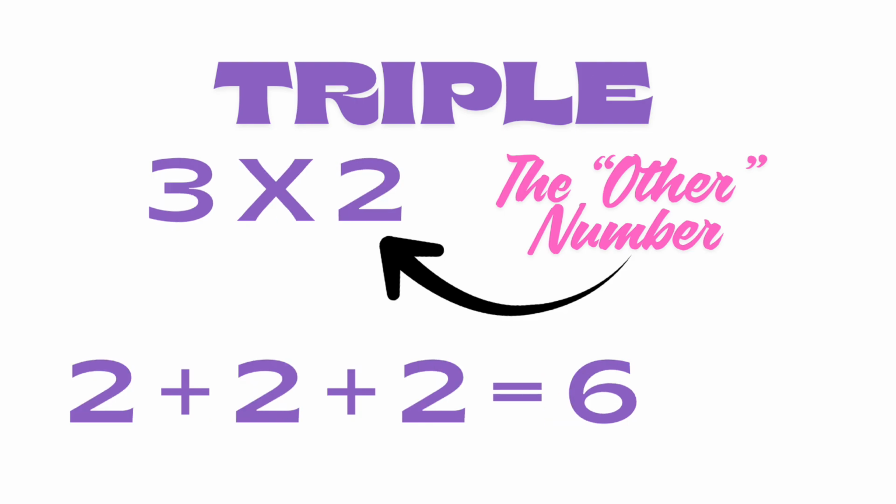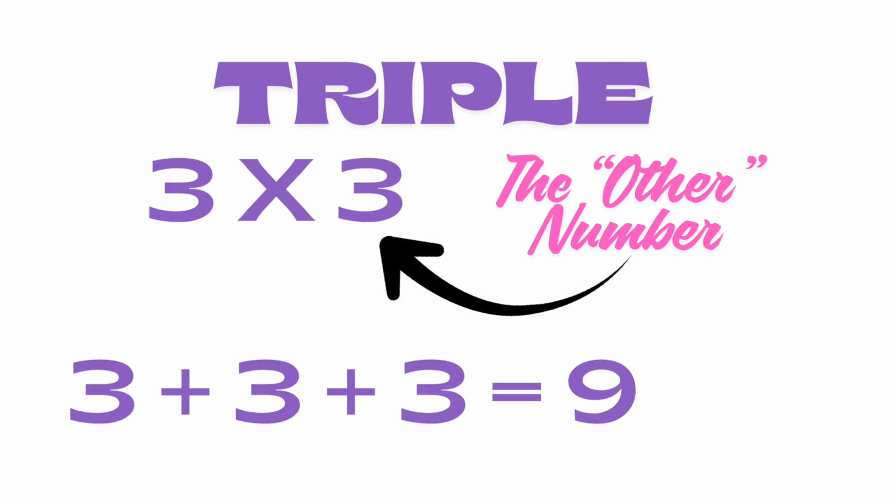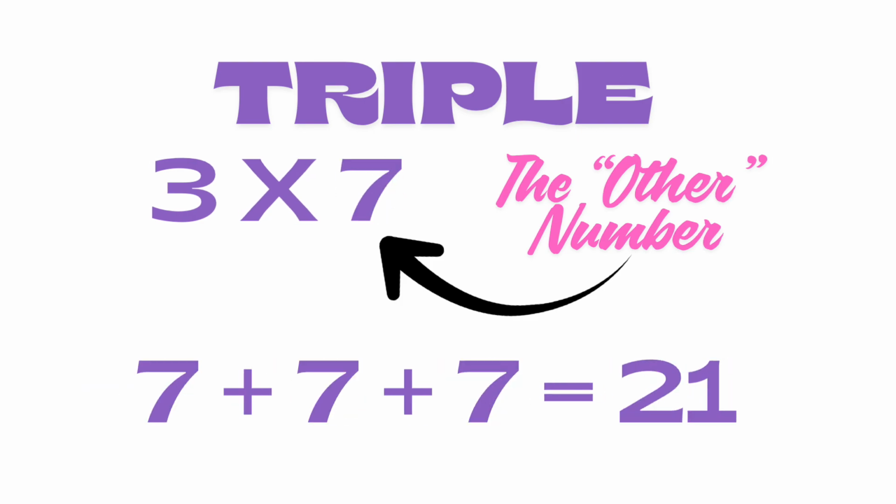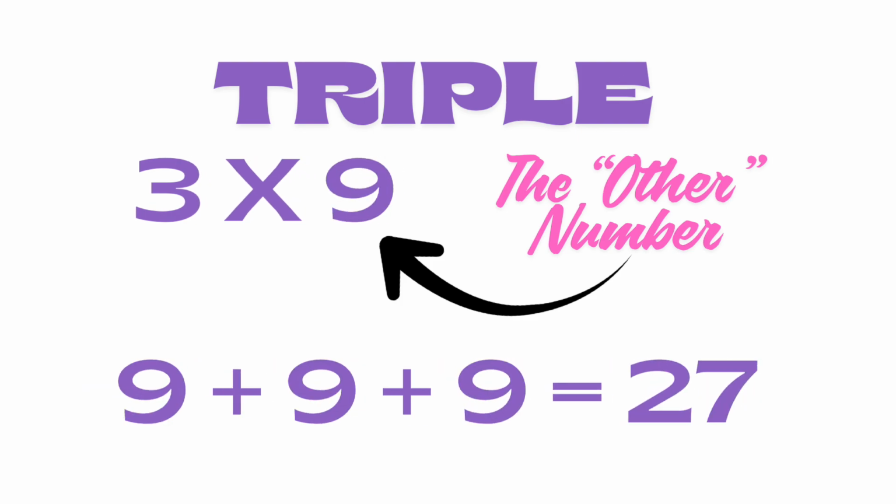In the next example, 3 times 2, when you're multiplying by 3, the other number is 2. If you triple 2, which would be 2 plus 2 plus 2, it equals 6. For 3 times 3, in this case, the other number is a 3. You would have 3 plus 3 plus 3, equaling 9. For the rest of the 3 times table, you could continue to triple the other number.